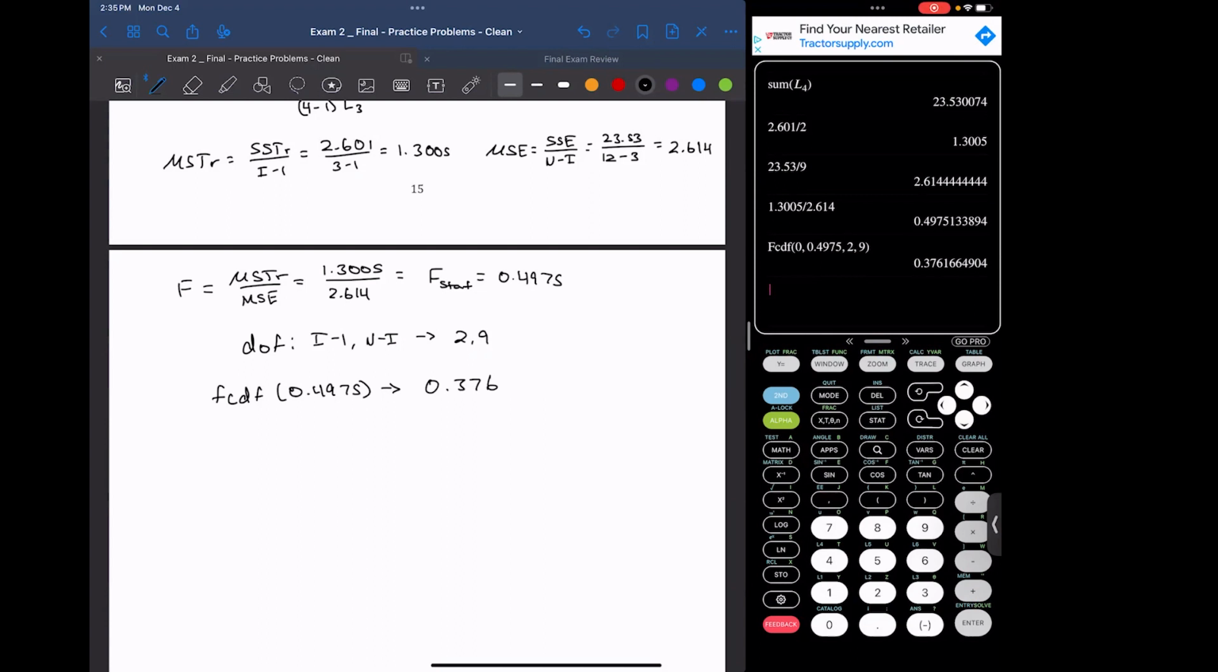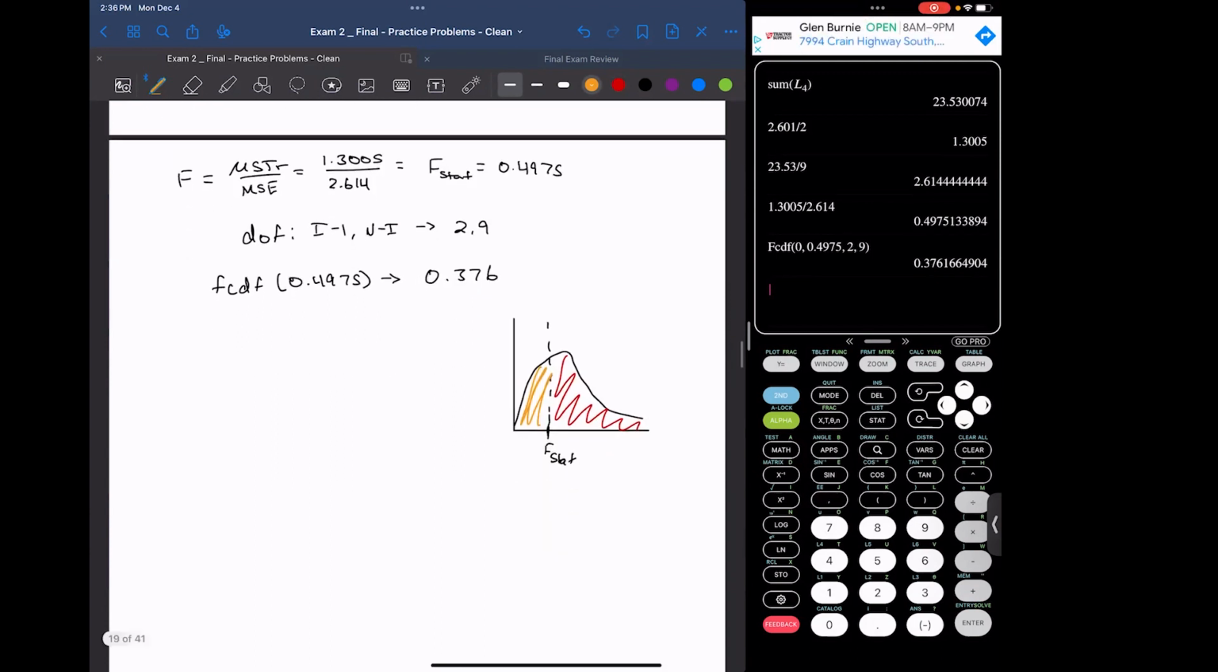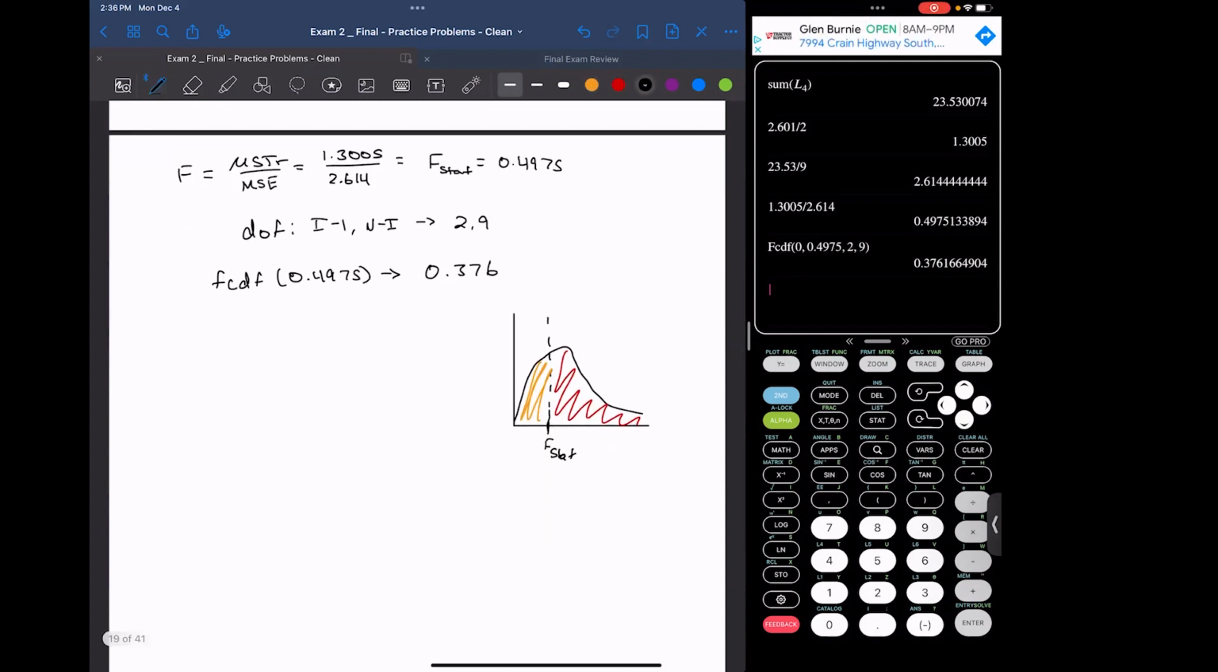0.376. For this problem though, what we need is the right side of the graph, the area to the right side. This calculator gave us the left side. So say this is our graph right here, and then this is our f-stat value. The area that we want is over here, but we just calculated this area. We calculated the orange area just because we started our lower value at 0, and then our upper value was our f-stat. So what we need to do is find the complement of the FCDF. So we have to take 1 minus FCDF. That is our p-value.